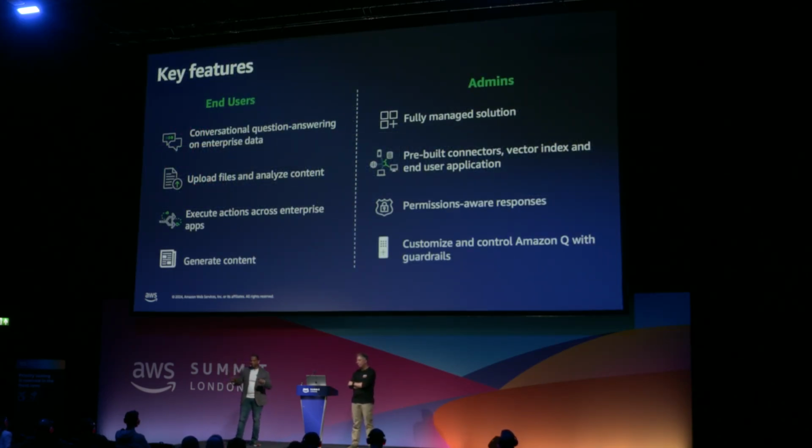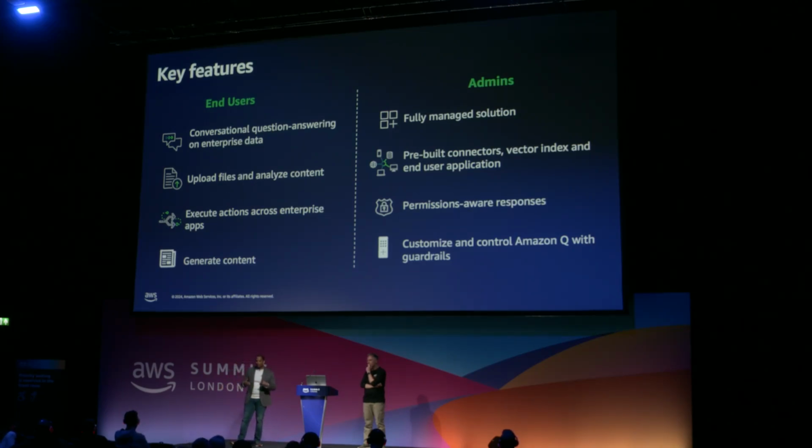If we talk about key features of Amazon Q Business, the experience is divided in two parts. One is for the end user, the employees who will be using Amazon Q, and one is for the enterprise admins who will be configuring and deploying Amazon Q applications. Now we'll look into both experiences through demos.